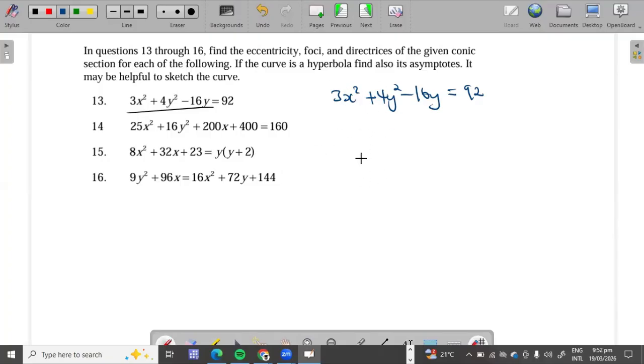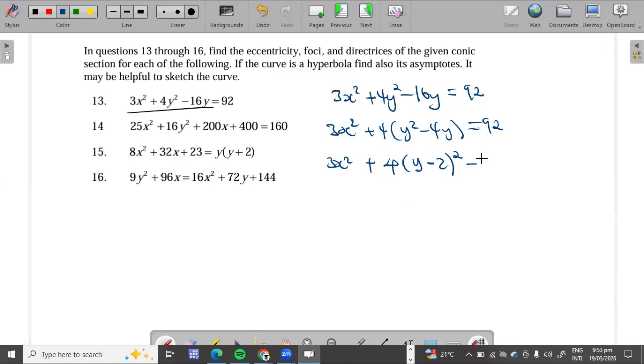So the first step, of course, is to group the terms and then complete the square. They are already grouped because the y's are together, so I can just factor out the 4. So I have 4 times y squared minus 4y, equal to 92, and then 3x squared. If you complete the square inside, you get 4 outside, then y minus 2 squared. 2 squared is 4, but 4 times 4 gives us 16, and that is minus, so minus 16, equal to 92.